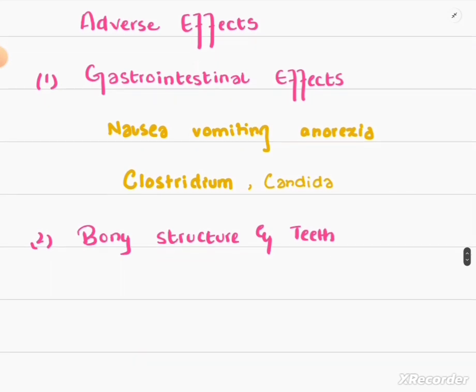A very important side effect of tetracycline is that they readily bind to calcium deposited in newly formed bone or teeth in young children. So when a tetracycline is given during pregnancy, it can be deposited in the fetal teeth, leading to discoloration and enamel dysplasia. It can also be deposited in the bone and form deformities.